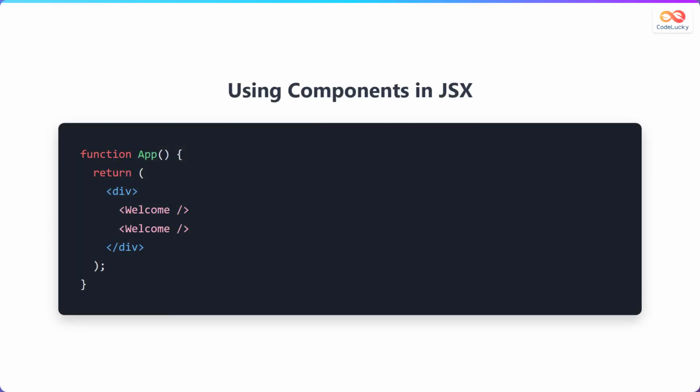Now let's see how we can use our welcome component inside another component. We define another functional component called app. Inside the return statement, we use the welcome component by writing it as a custom HTML tag like this, <Welcome />. Notice how we can reuse the same component multiple times. In this example, the welcome component is being used twice.